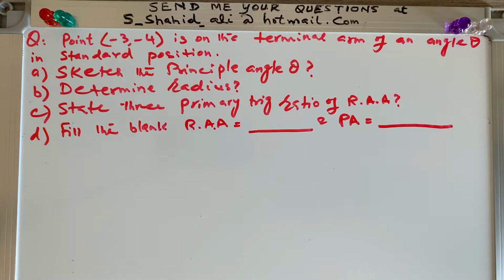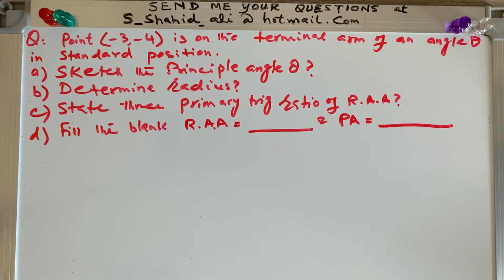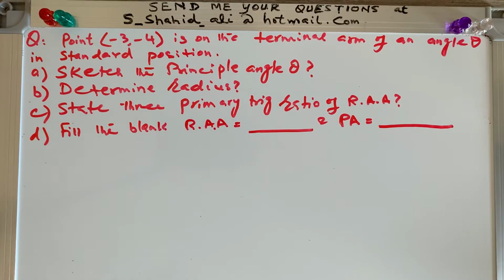So today we have an assignment question for grade 11 trigonometry, and the topic was angle, right? During angle we learn terminal arm, initial arm, standard angle or standard position, CAST, determining the radius, primary angle and related acute angle, and how to find out all of these if the question is point (-3, -4) is on the terminal arm.